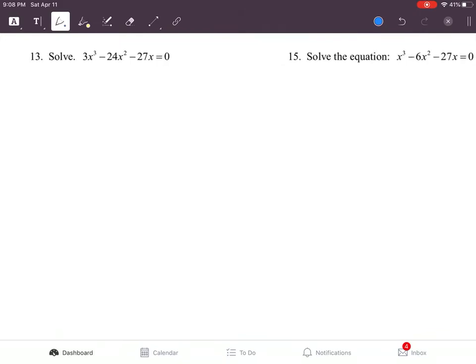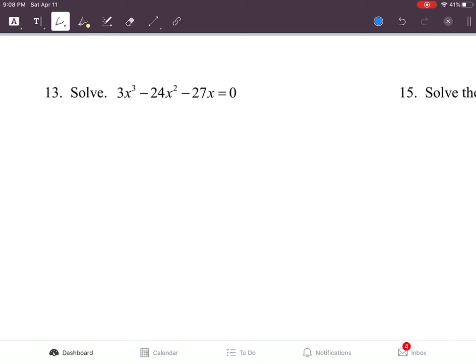Okay, so if you look at 13, you'll see we have 3x cubed minus 24x squared minus 27x. They all share in common a 3. They all have a 3 in them, and they all have an x in them. So we're going to take a 3x out. What's left over when we divide each one of these terms by 3x is x squared minus 8x minus 9. That's equal to 0. So now we've made a quadratic inside our parentheses, we're going to factor that quadratic.